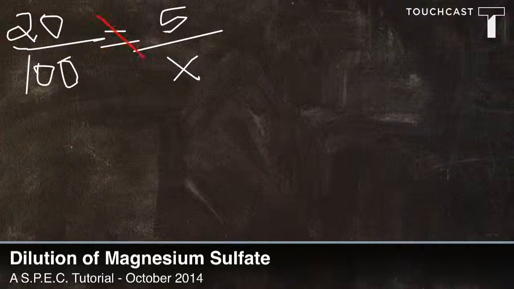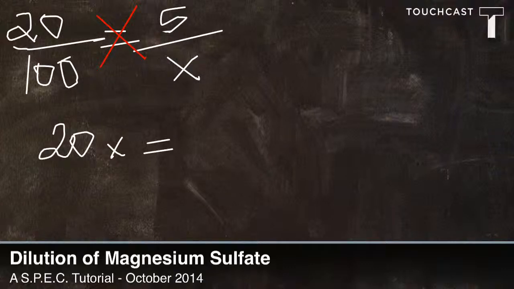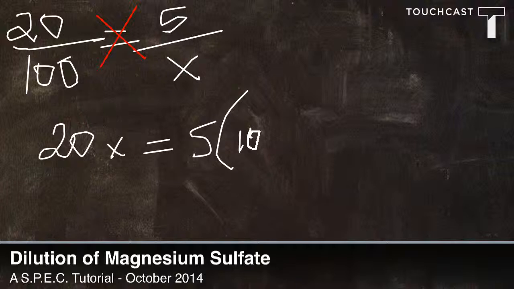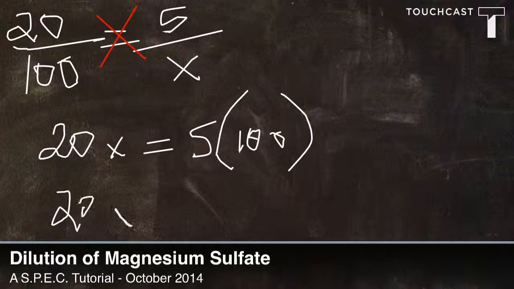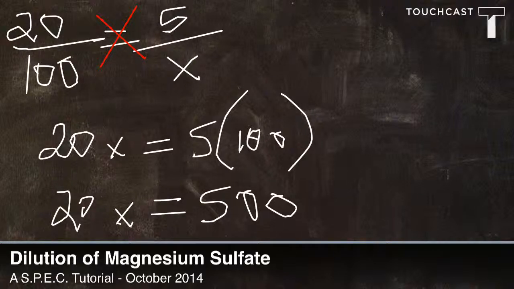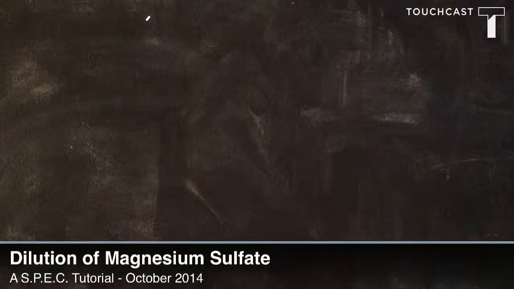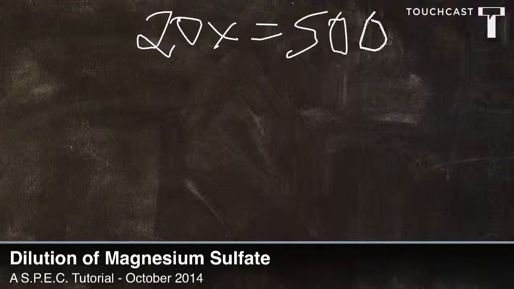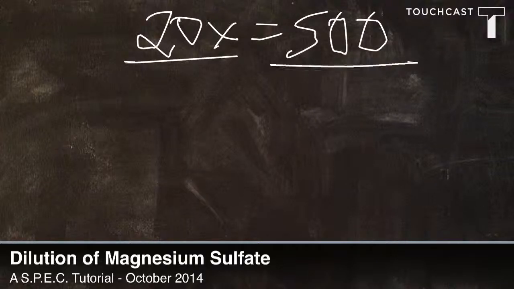So with a little bit of cross multiplication here, we're going to get 20x equals 5, also known as 20x equals 500. A little bit of algebra you've got to do. So now we have 20x. We need to get that variable by itself. So we divide both sides by 20.